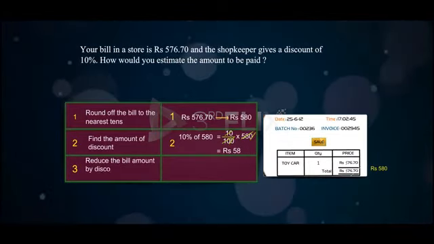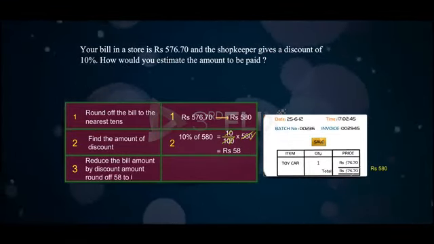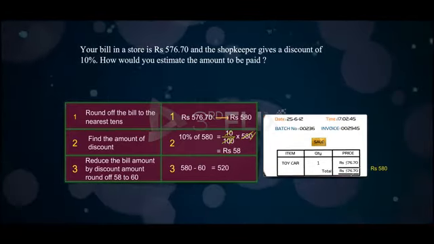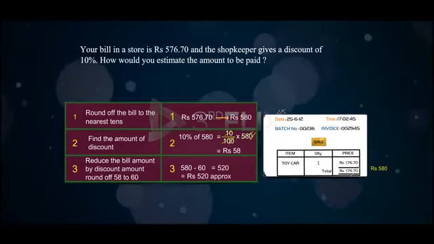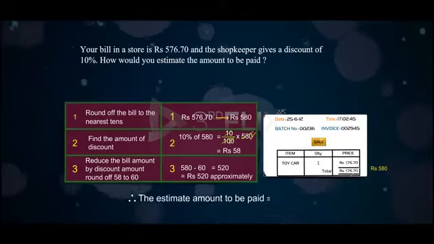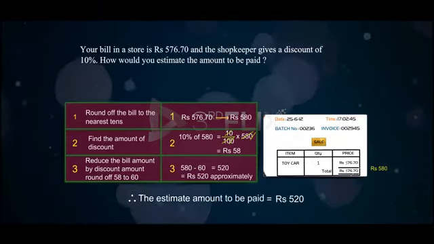Reduce the bill amount by discount amount, rounding off 58 to 60. 580 minus 60 equals 520. Therefore, the estimated amount to be paid is rupees 520.